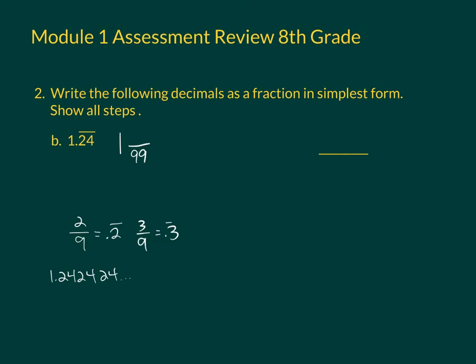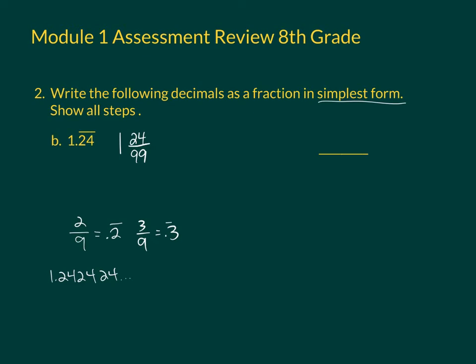And whatever digits are repeating, that's your numerator. So the digits that repeat are always your numerator, and the denominator has the same number of digits as the numerator, and they're all 9s. What we do need to make sure, though, is that we are in simplest form. So we've got to be in simplest form.